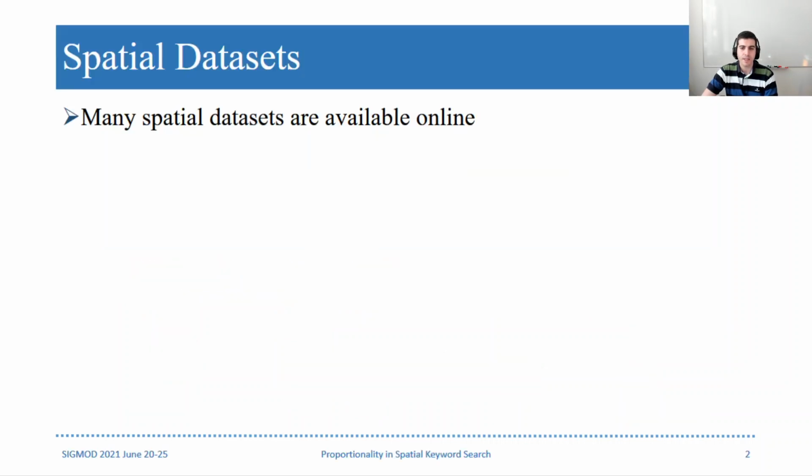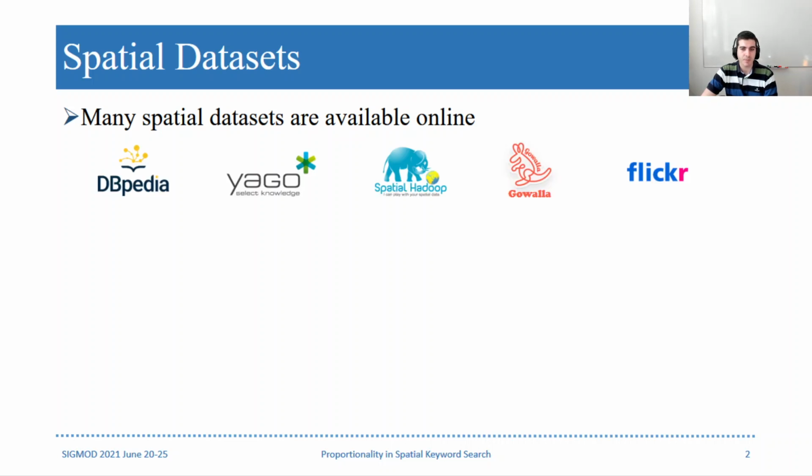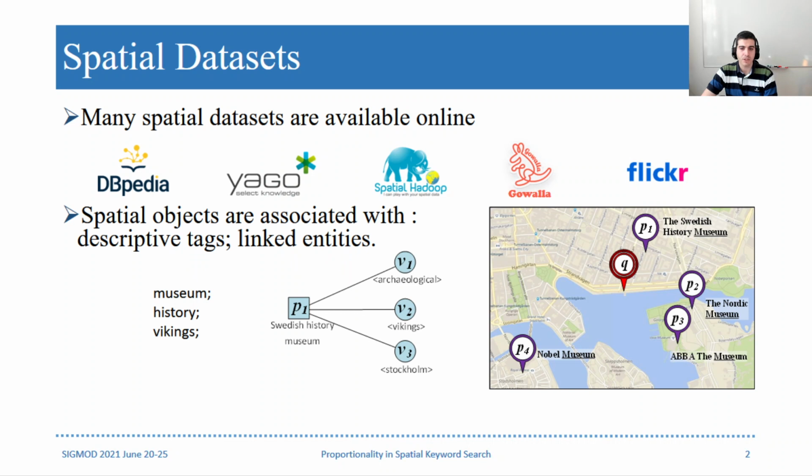Currently, there are many online datasets available that contain spatial objects, that is, entities that are associated with a location. Some examples are DBpedia and Yago, spatial Hadoop datasets, and datasets from social networks like Google and Flickr. These spatial objects are also associated with some context, for example, descriptive tags or linked entities.